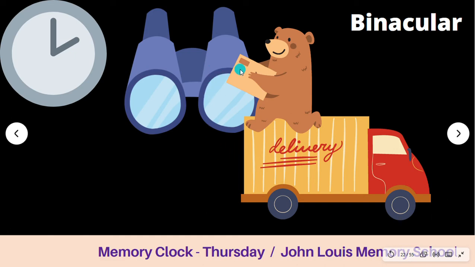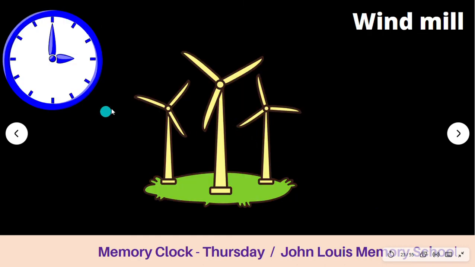Okay, now at 3 o'clock, I hope you have visualized it. From the binocular, a delivery van along with a big teddy bear is coming out. Then what's the picture for 3 o'clock?